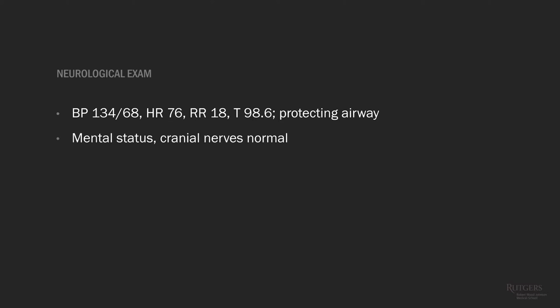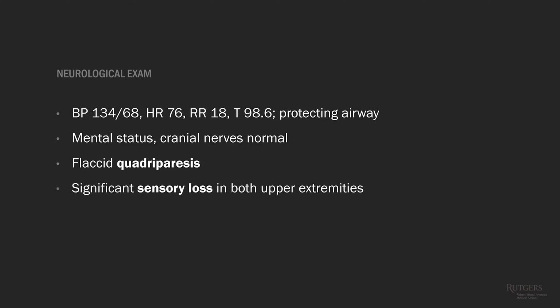On the initial evaluation in the emergency department, her vital signs are normal, and she's able to protect her airway. Mental status and cranial nerve exams are normal. There's significant flaccid, meaning low tone, weakness in all 4 extremities with some anti-gravity effort in both arms, but a good effort against resistance in both legs. So legs are better than the arms. There's significant sensory loss below the clavicle to all modalities, much more pronounced in the arms, and reflexes are preserved. She's still able to walk, but she needs assistance.